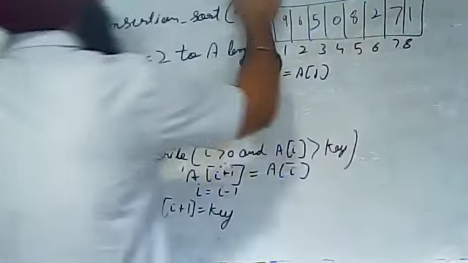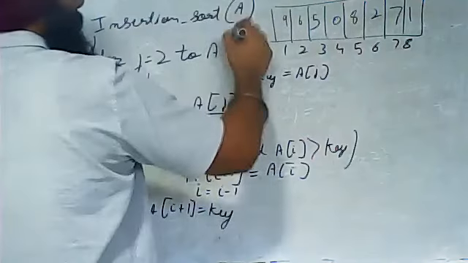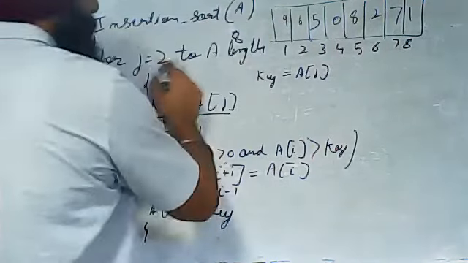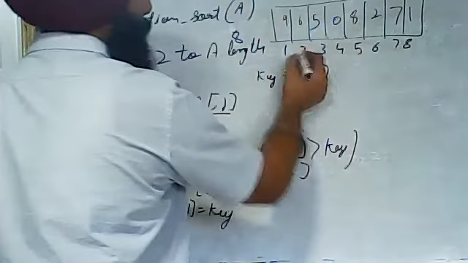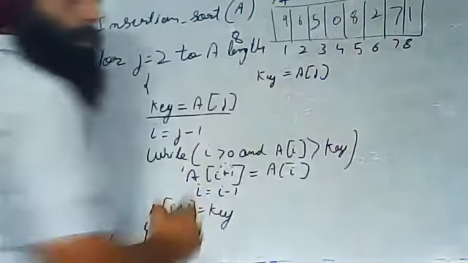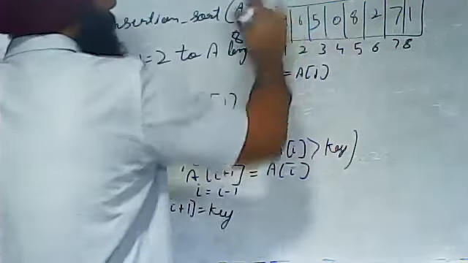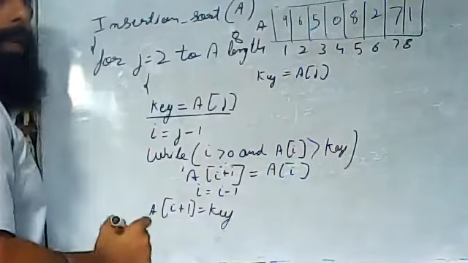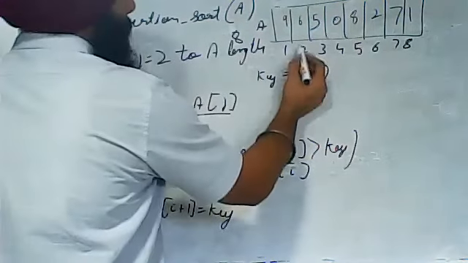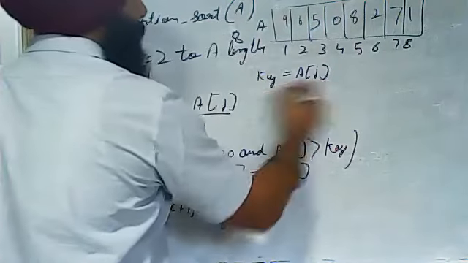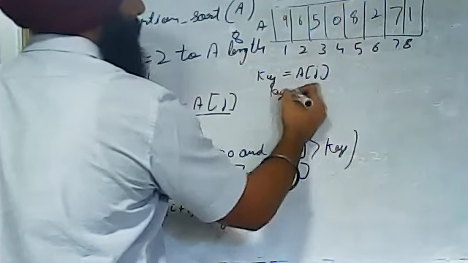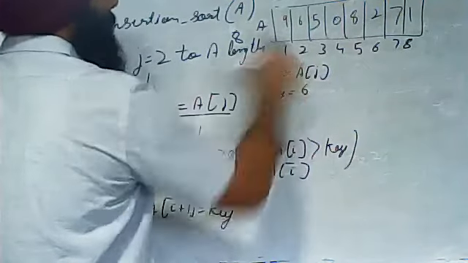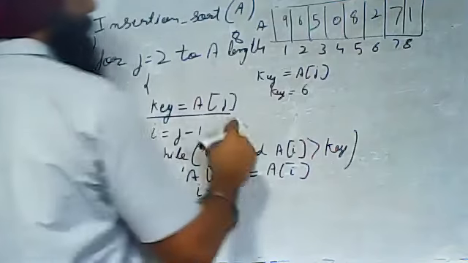So length is 8 in this case, and we'll start from 2. So a of 2, what is a of 2? This whole array is a, and what is a of 2? That is 6. So key's value will become 6 here. The value of key is 6. Okay, a of 2 is 6.